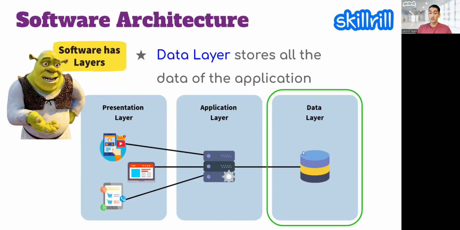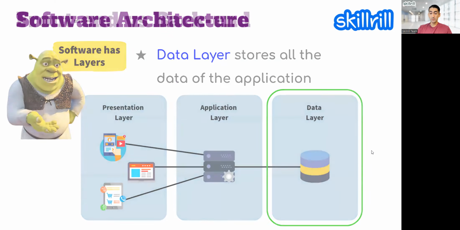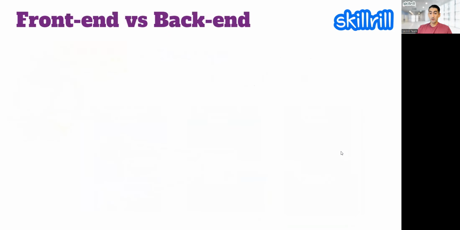Okay, and what you're seeing here, this icon, the symbol, represents the database. That's the next thing that we're going to talk about now. Okay, so before we do that, let's review this front end and then back end, so that we understand the presentation layer and then the data layer one more time.